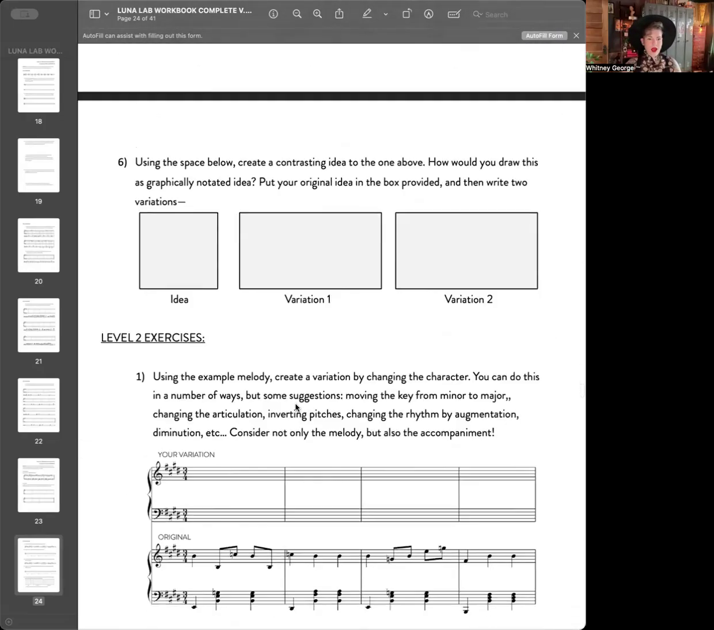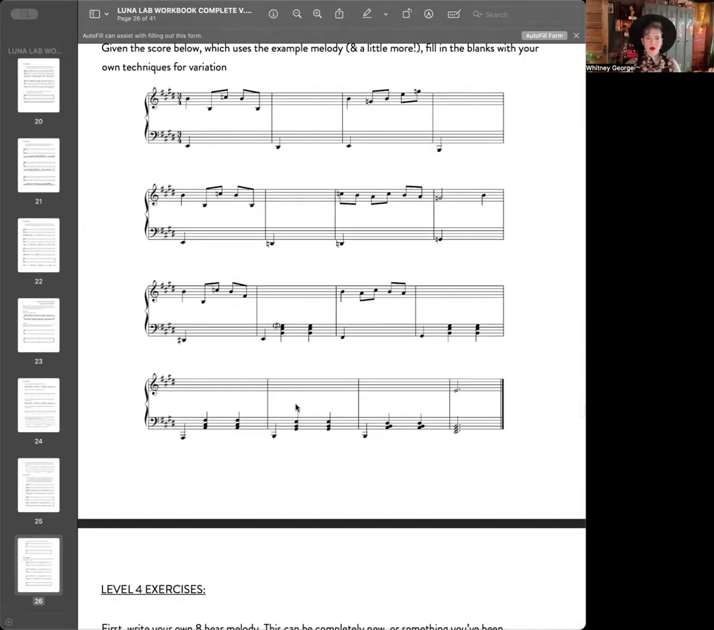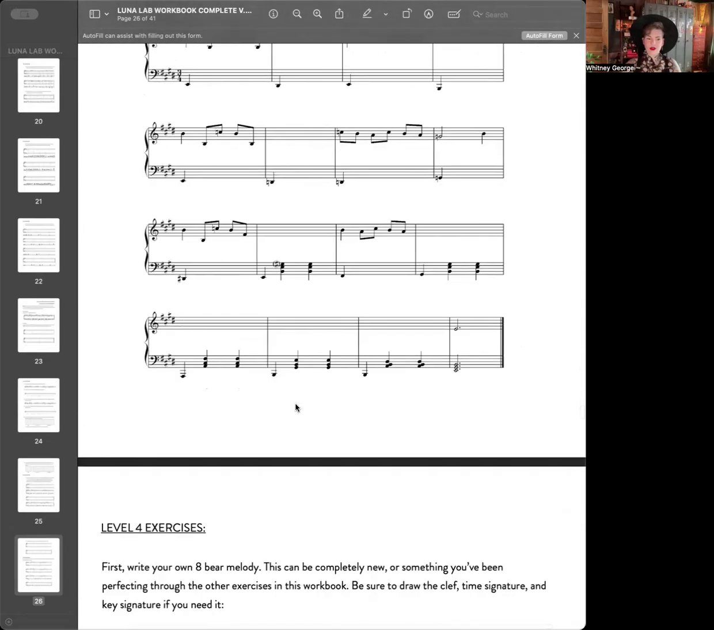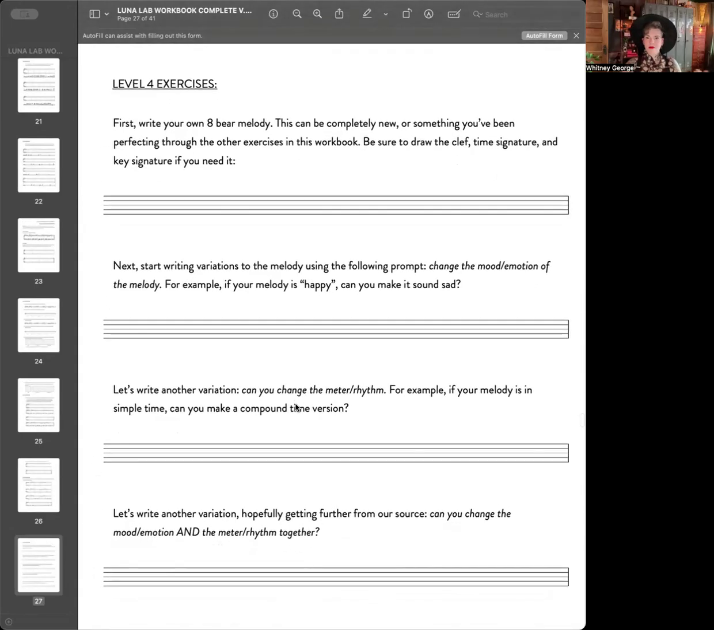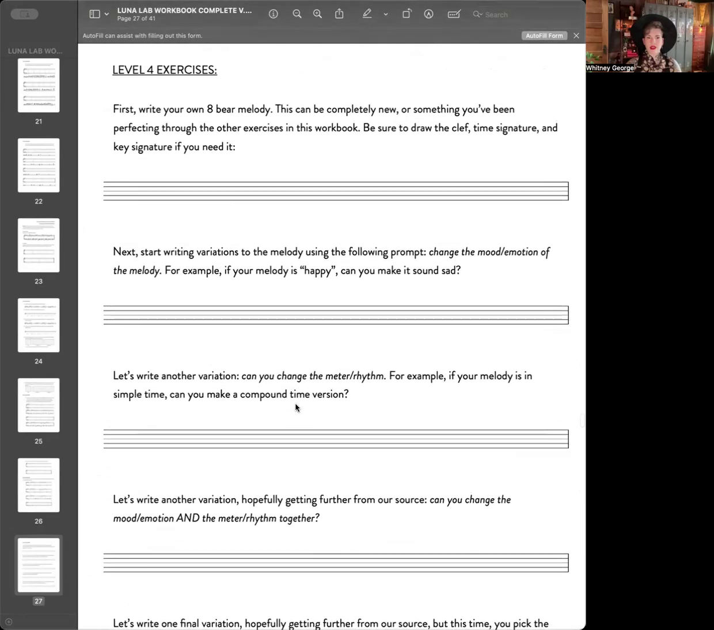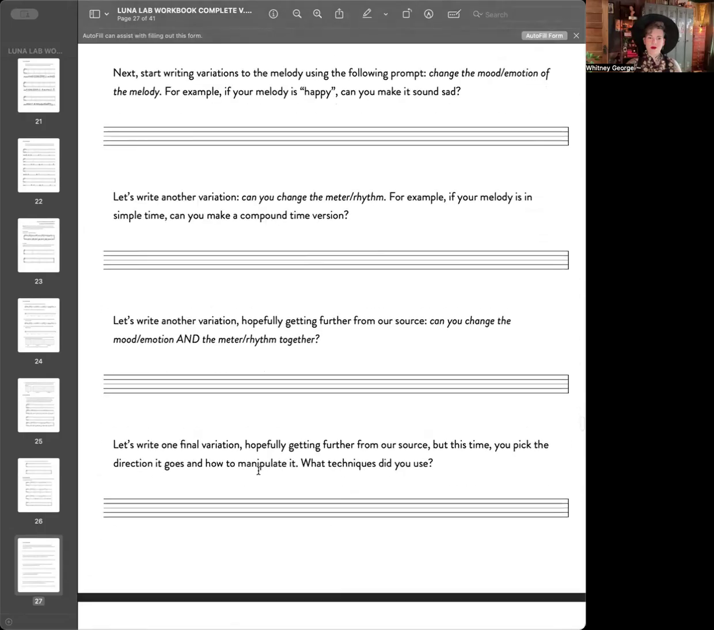And this is just level one. Level two and level three exercises are a little bit more escalated in terms of their difficulty. And as promised, level four is probably the hardest of the exercises, as you notice that there's no example for you to go off of. So you have to create your own example and then follow the prompts from that point forward.